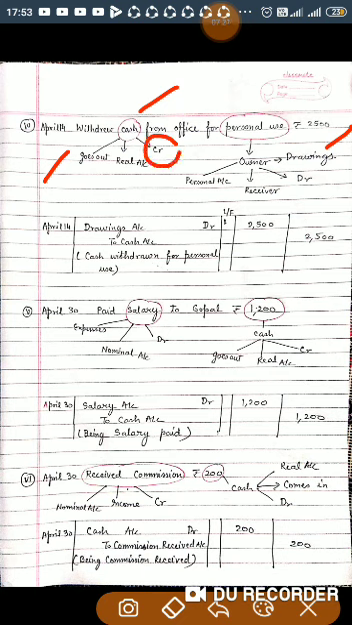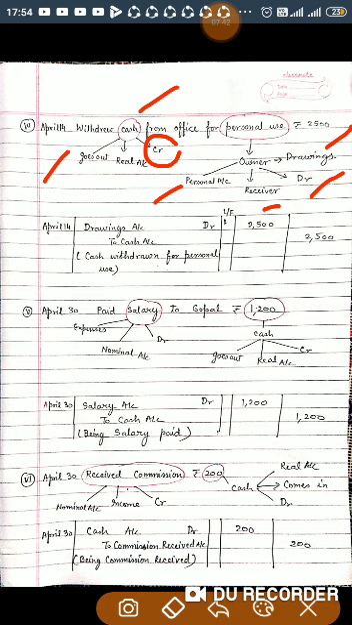Drawings, that is owner's drawings, represent a personal account. He's in the position of receiver, so he should be debited. So the drawings account should be debited, and the journal entry will be drawings account debited to cash 2500, and we will write the narration: cash withdrawn for personal use.